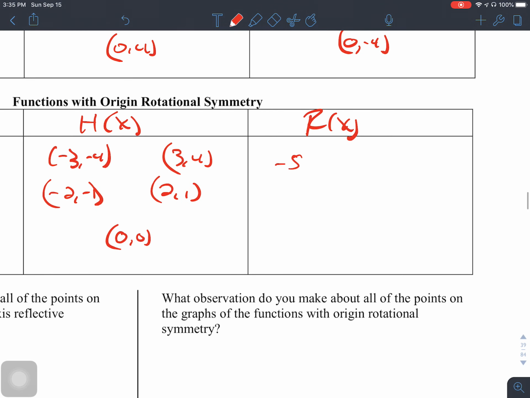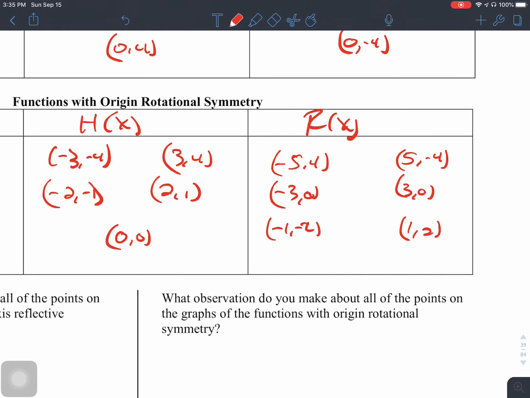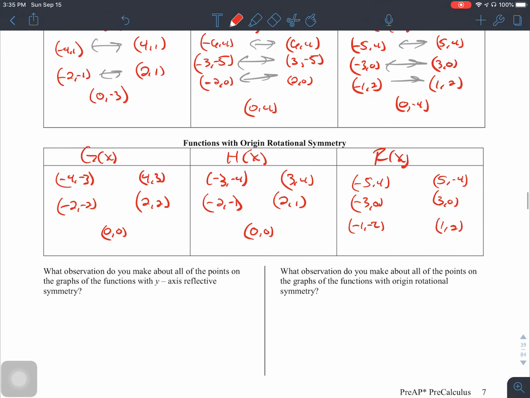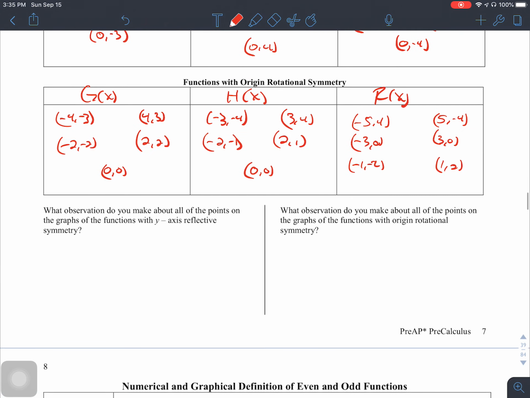R of x, we have -5, 4, and then +5, -4. We had -3, 0, and then +3, 0. Change the sign to 0, it's still 0. We had -1, -2, and then 1, +2. I mean, check it out, you know? So let's sum all this up.